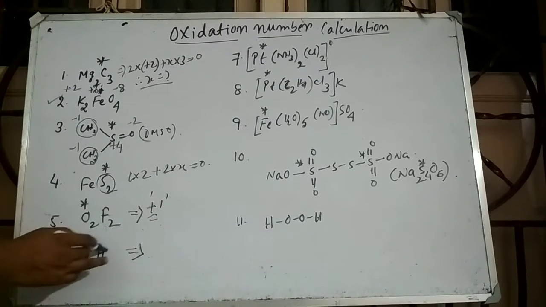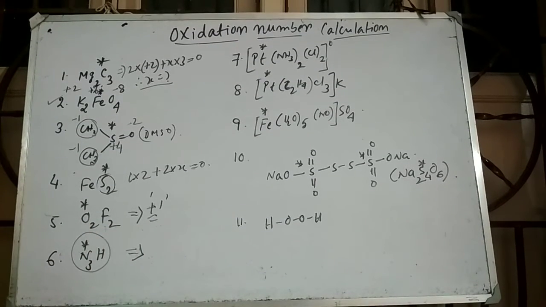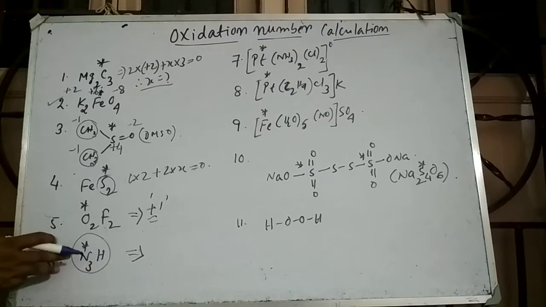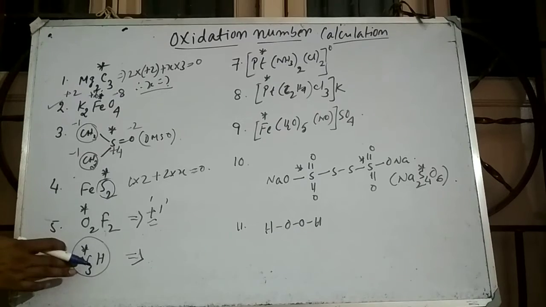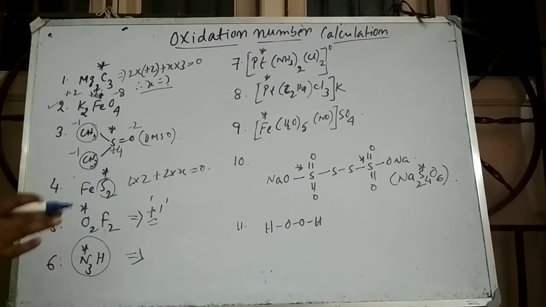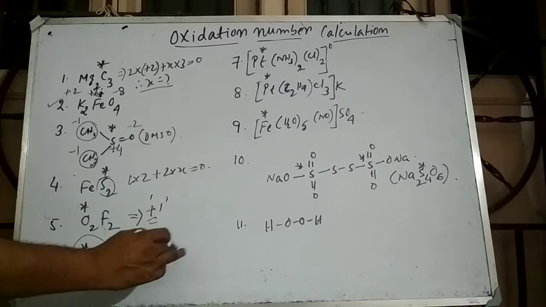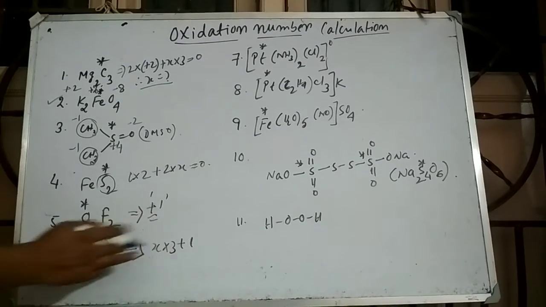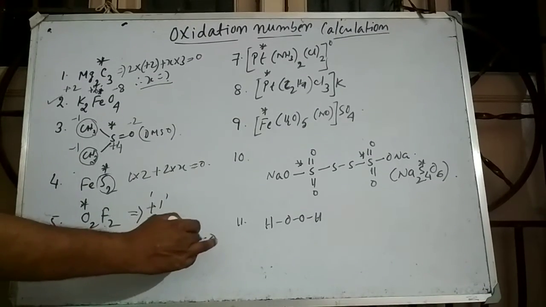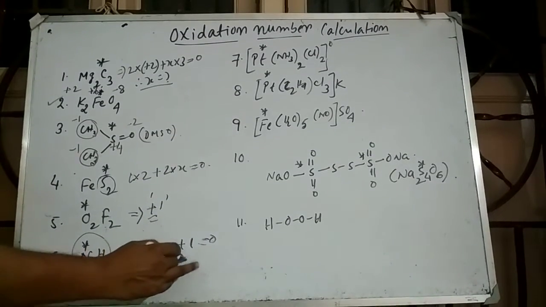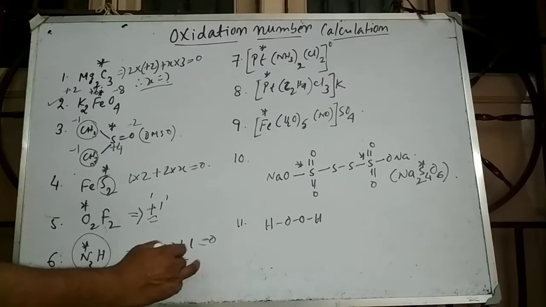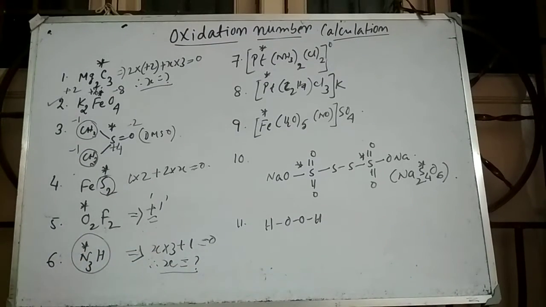N3H, this compound is known as hydrazoic acid. Here we calculate the oxidation number of nitrogen. Let us consider the oxidation state of nitrogen is X. So X into 3 plus 1, hydrogen being plus 1, the common state, equals 0. Then you can calculate the value of X.